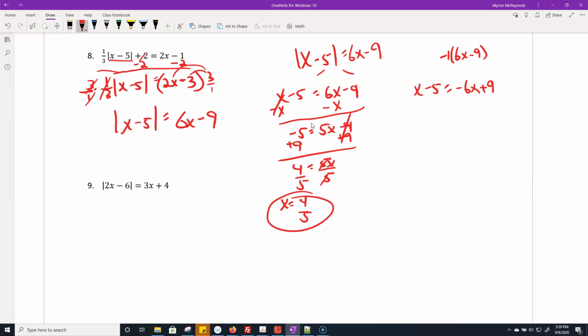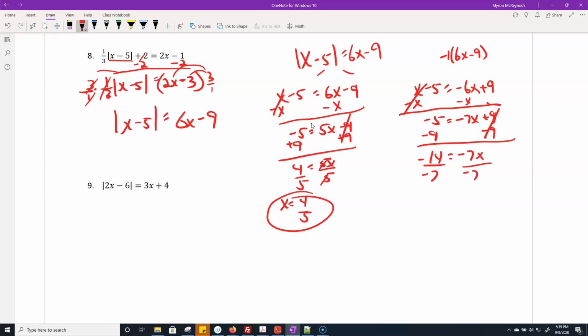Now let's solve this one and see what we get here. All right, we're going to minus the x over, minus the x over. So I get negative 7x plus 9 equals negative 5. Cancel that. I'm going to subtract the 9 from both sides and cancel that. And I got negative 5 plus negative 9, that is negative 14 equals negative 7x. I'm going to get rid of that negative 7 by dividing both sides by negative 7, and I get x is equal to 2. So my two answers are 2 and 4/5.